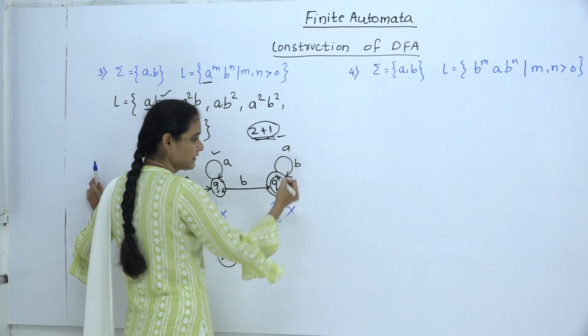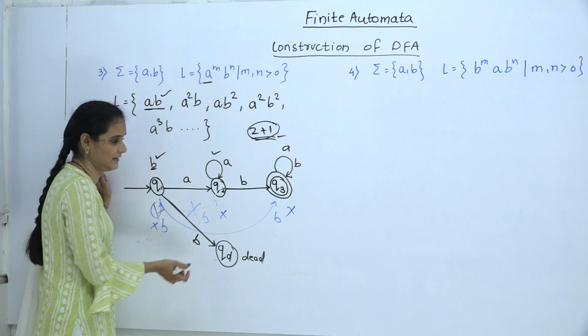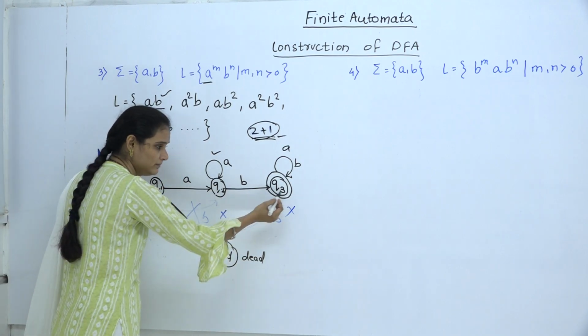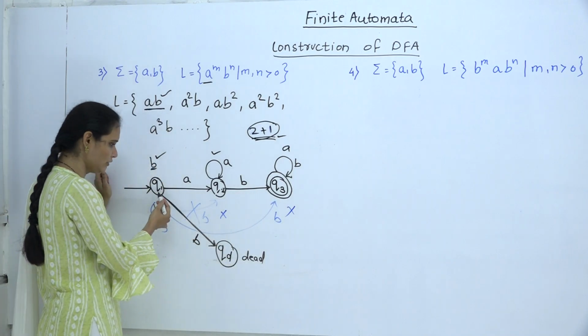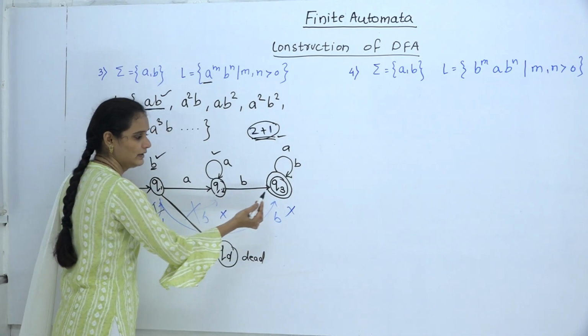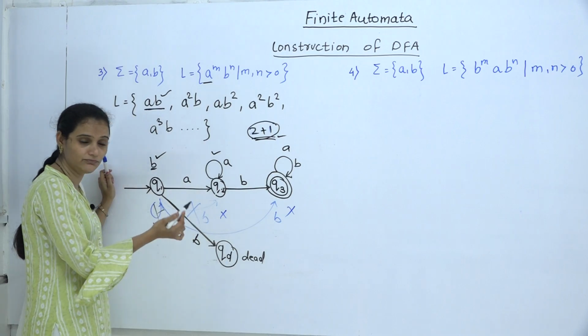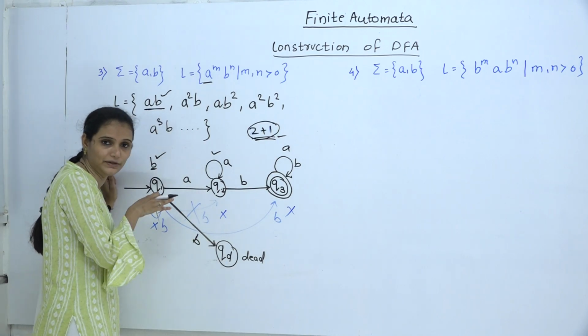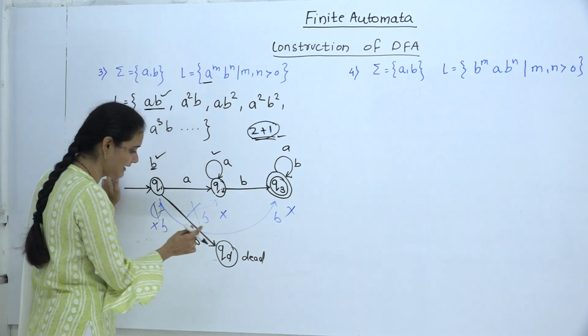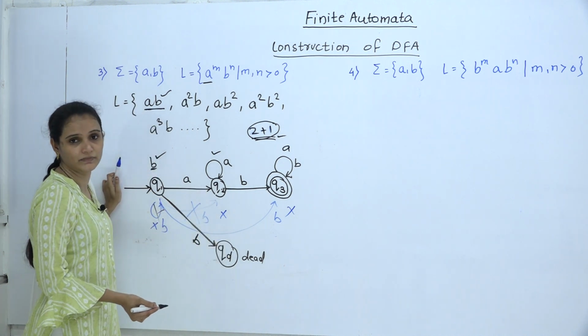From Q3, the A transition is still remaining. So first check from all these three states. Can I give the A transition to Q1? Can I give it to Q2? Can I give it to Q3? If any one of these is applicable, then give it to that particular state. If not applicable, then only give it to the dead state.